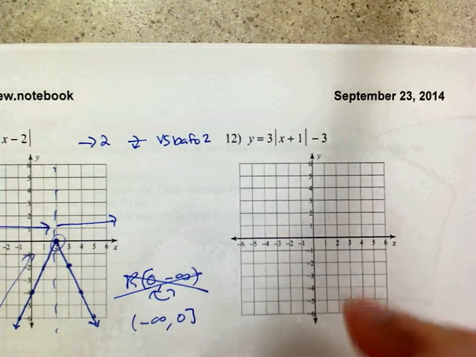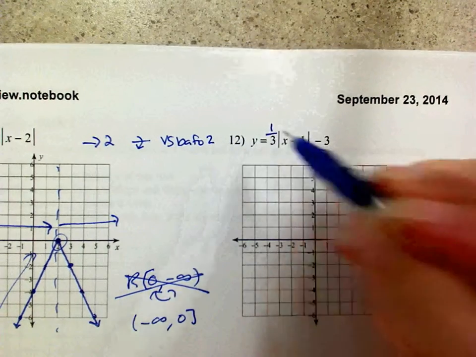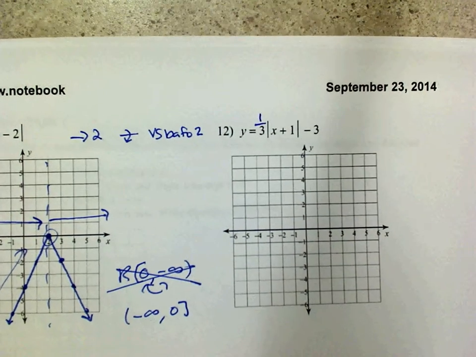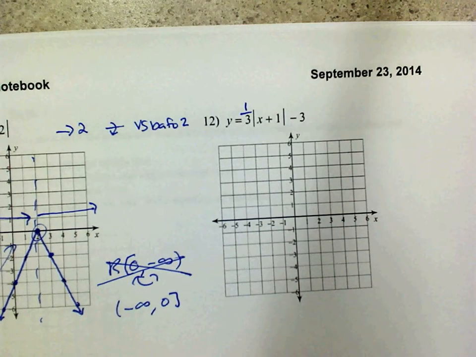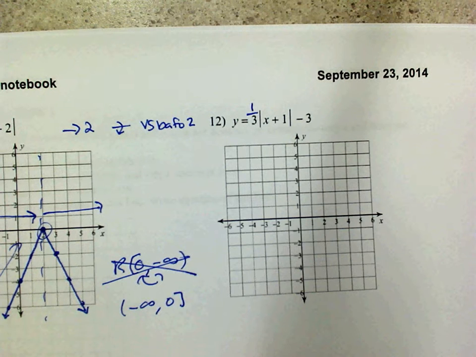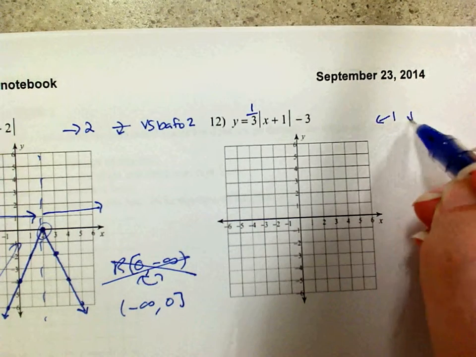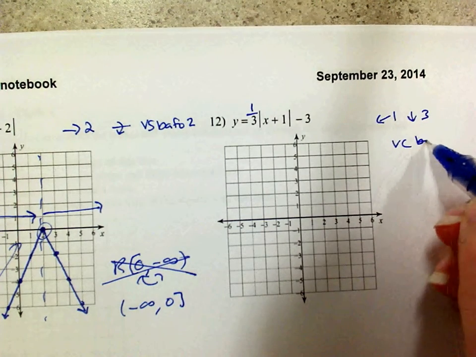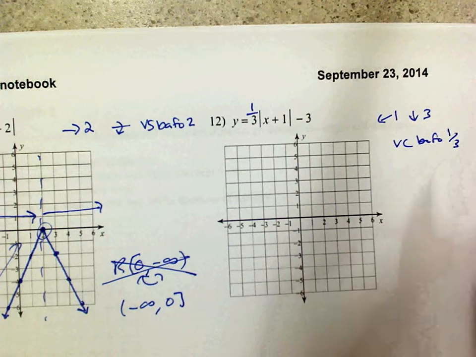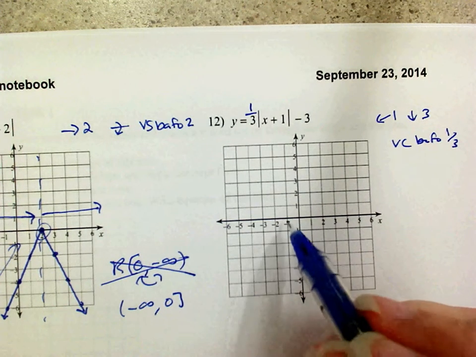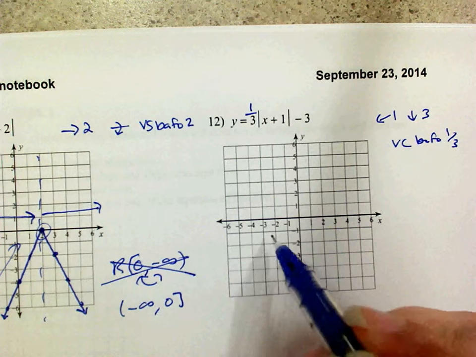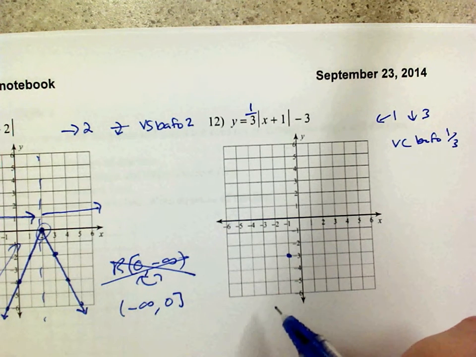Hey, what if you've already done this problem, good. If you haven't, make that a 1/3. If you've already done it, it's okay. If it is a 1/3, guys, what is that? A vertical what? Compression? Okay, so vertical compression by a factor of 1/3. So do we know where it's going? To the what? Left 1, down 3 with a vertical compression by a factor of 1/3. So let's go ahead and sketch that right quick. To the left 1, down 3. Am I opening up or opening down? Opening up. So up 1 over 3.